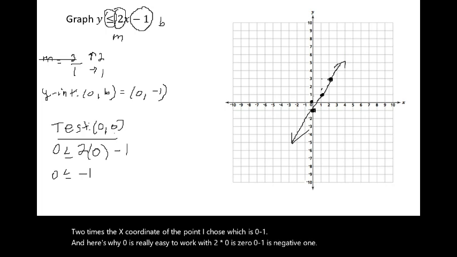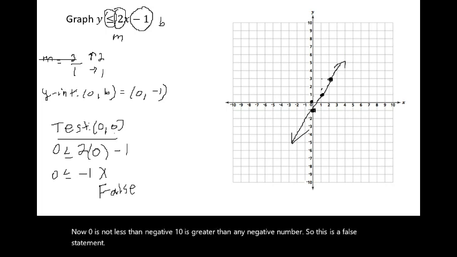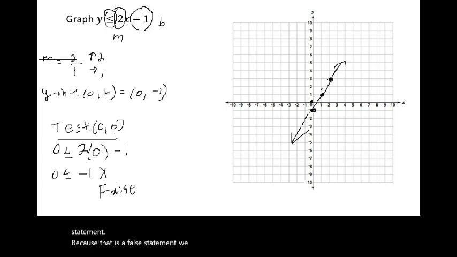Now, 0 is not less than negative 1. 0 is greater than any negative number. So this is a false statement. Because that is a false statement, we are going to shade away from the test point.